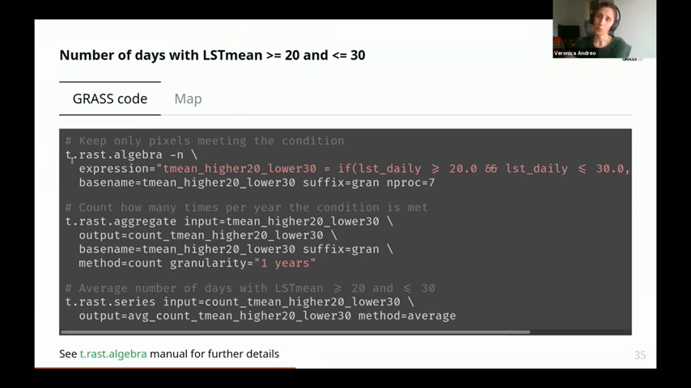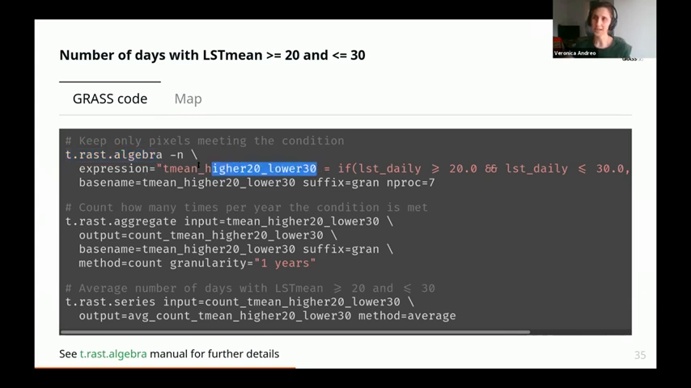Another thing that we can do, and now we show a different module, is, for example, count the number of days that have an average LST between 20 and 30, because that is a kind of very good range of temperatures for mosquitoes. Bear in mind, though, that this is LST, not air temperature, okay? So maybe in a real setting, we would need to adjust these thresholds, okay? But to exemplify how t.rast.algebra works, we just write this expression.